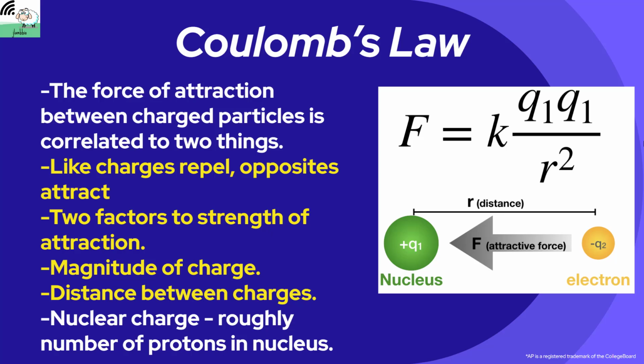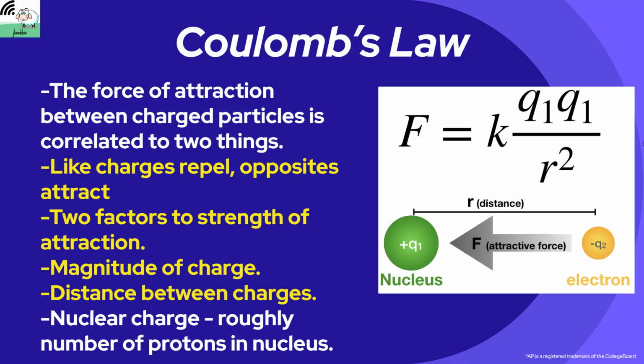The first being the magnitude of the charge, that is, how big is the charge. So think if you have two weak magnets near each other, there'll be some level of attraction, but two larger magnets or stronger magnets are going to have a greater attraction to one another. Furthermore, the distance between the charges also plays a role in the attraction between the particles themselves. So if I have two magnets that are really, really close together, they're going to experience more attraction than two magnets that are really far away.